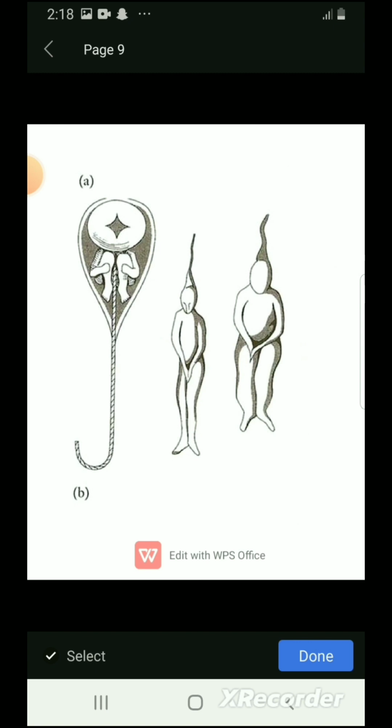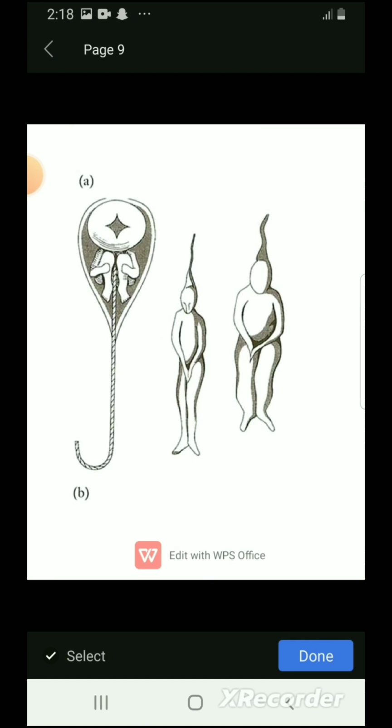This is actually the image of the homunculus. As you can see, they are already formed, even before they are produced. They are formed even before fusion. Then when fusion happens, there is little nourishment or development. This preformation theory believes that the homunculus is formed either in the male or in the female before reproduction.